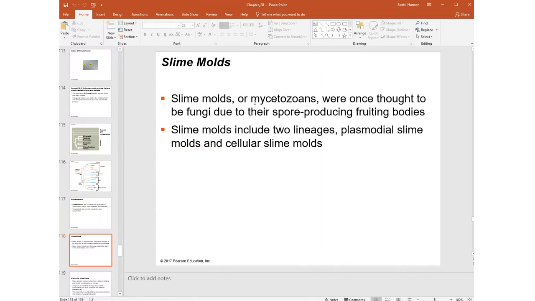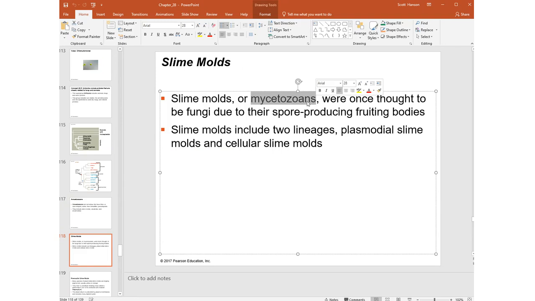Slime molds, or mycetozoans. Myceto usually means fungus. So these are fungus-like and animal-like. They were once thought to be fungi because they have spore-producing fruiting bodies, and I think we've got a picture of that coming up too. The spore-producing fruiting bodies on these slime molds.